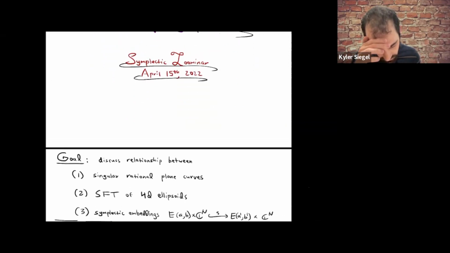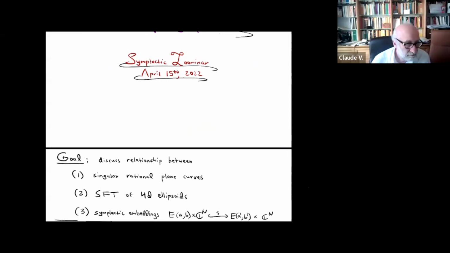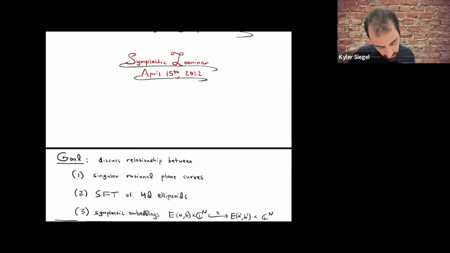I wanted to... the goal for this talk is to try to explain the relationship between three different types of objects, which is a picture that's emerging, which I think is kind of intriguing. On the one hand, what I'll talk about first is singular rational plane curves. This is a classical topic in algebraic geometry: just curves in CP2 of genus 0 with some singularities.